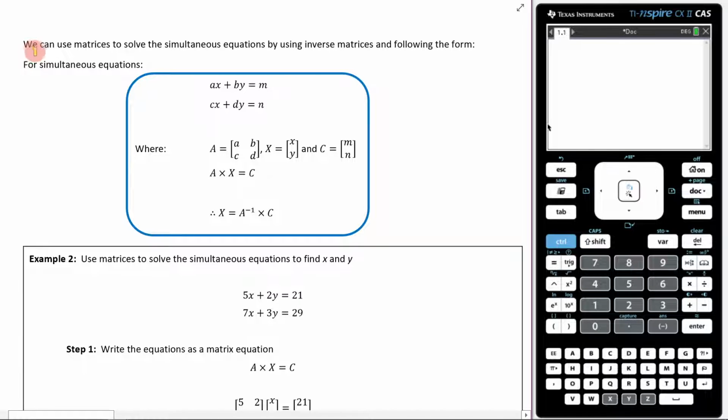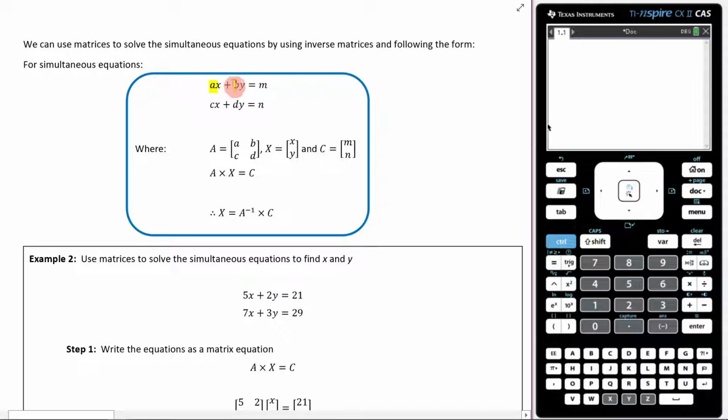Here it says we can use matrices to solve simultaneous equations by using inverse matrices and following this form. Okay, let's look at this and then we're really going to break it down. Here we've got ax plus by is equal to m and cx plus dy is equal to n. So we've got a pair of simultaneous equations. We then wrote them as matrices.